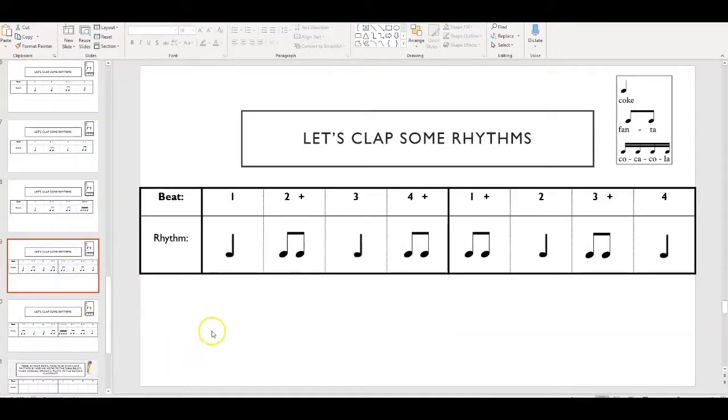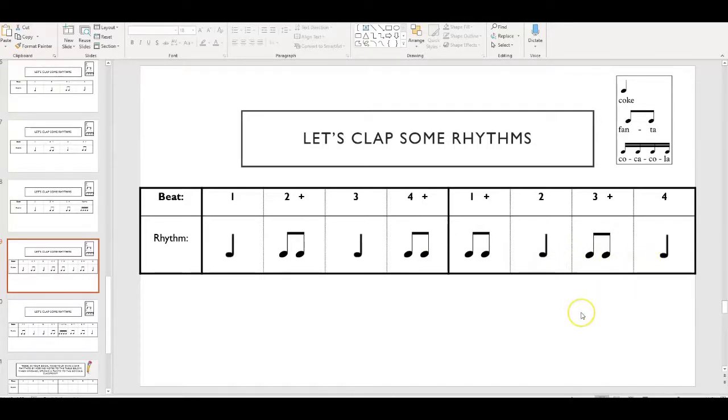We have two more. We just have crotchets and quavers in this one, or Cokes and Fantas. Here we go. 1, 2, 3, 4. Coke, Fanta, Coke, Fanta, Fanta, Coke, Fanta, Coke.